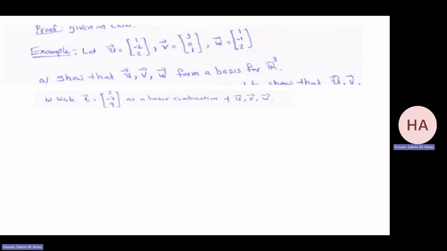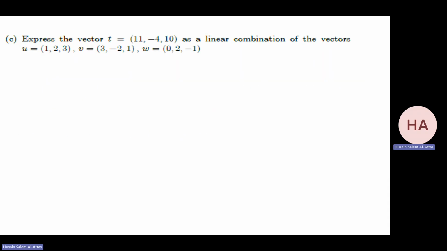Another problem. These are just some more examples. Let me try to do them quickly. Express the vector T in terms of those vectors. So we'll have the equations. Let me write the equations quickly. I need AU plus BV plus CW equal to T. This is the way to express T as a linear combination. This is the meaning of a linear combination of these vectors.